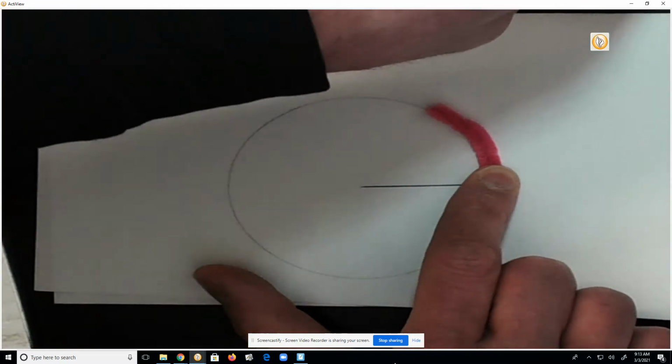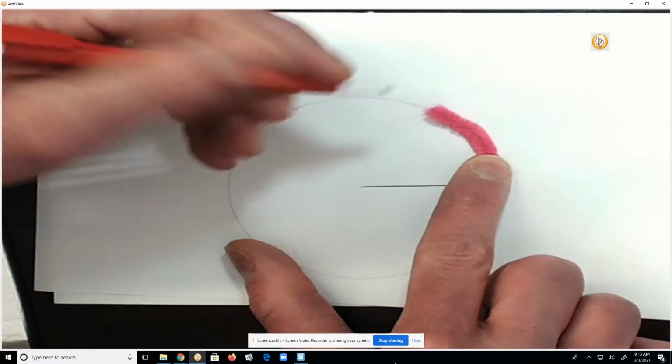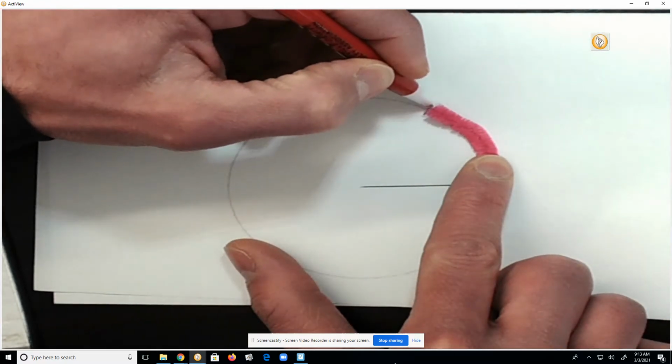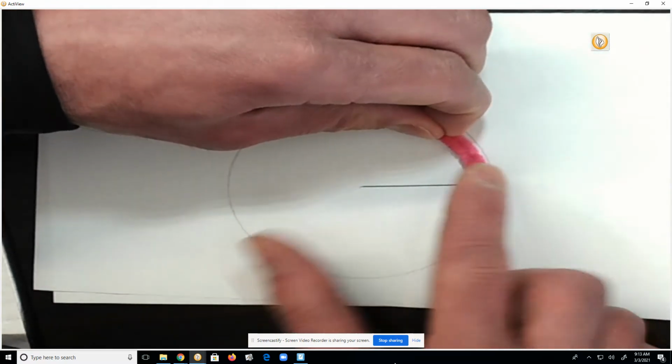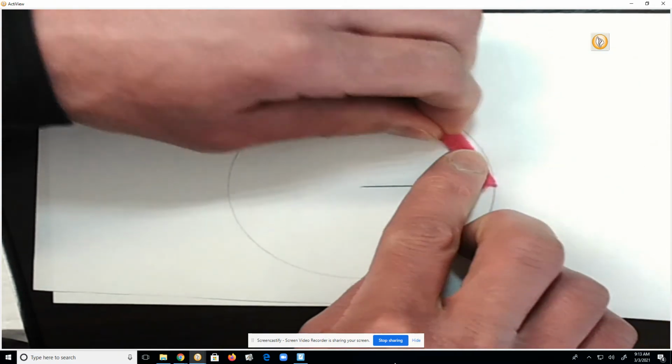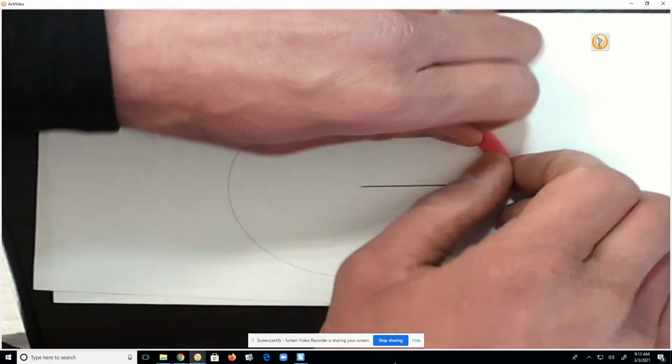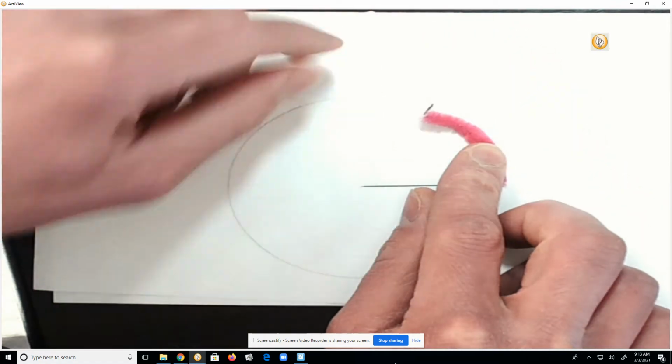Around my circle, I'm going to make a little mark. Let's see if I can get really exact. I'm going to make a little mark right there. All right, so again, notice I'm not just making a straight line shortcut. I'm not just going around my circle that way. I'm wrapping it around the edge.